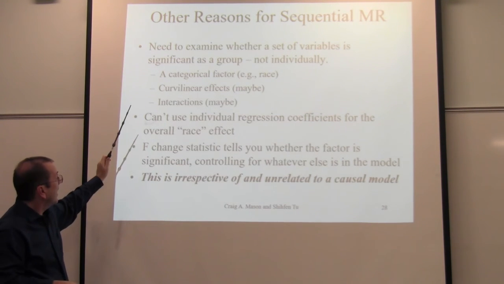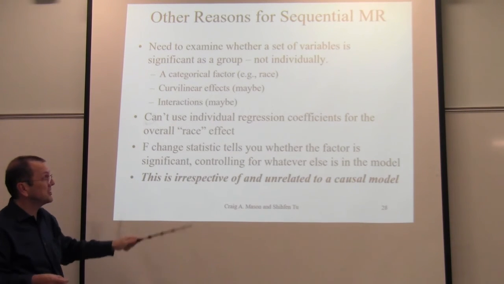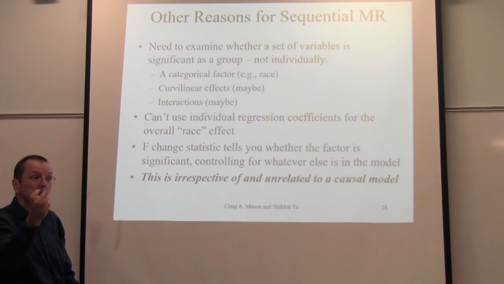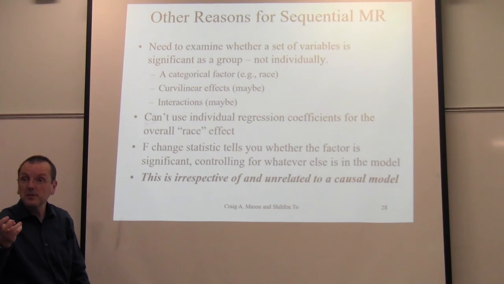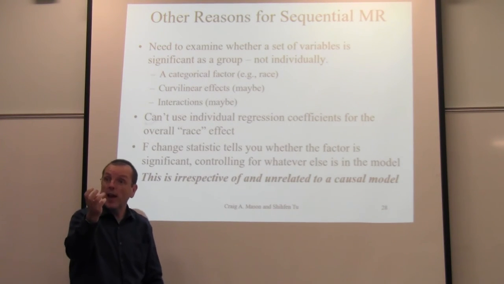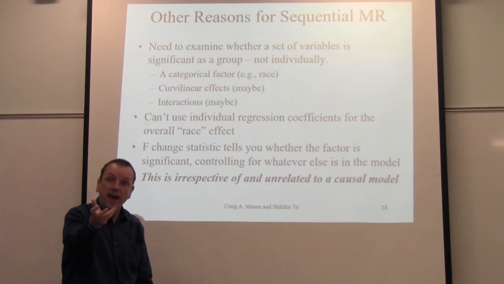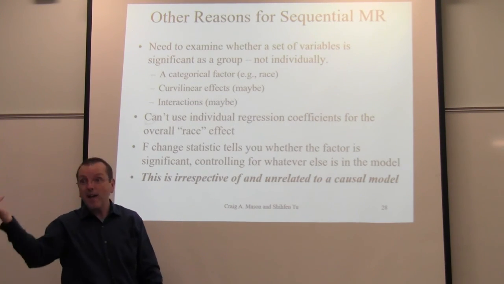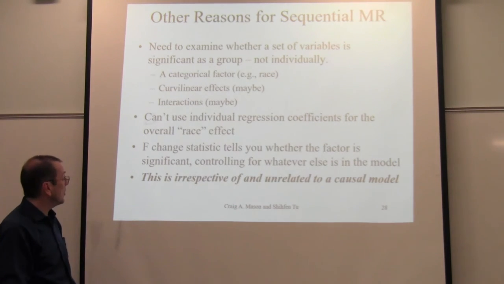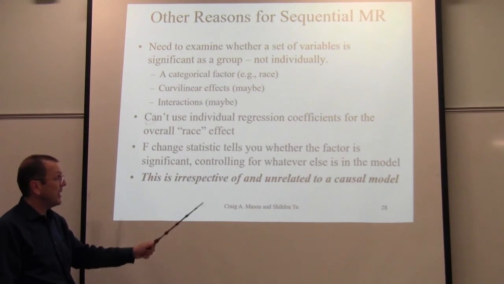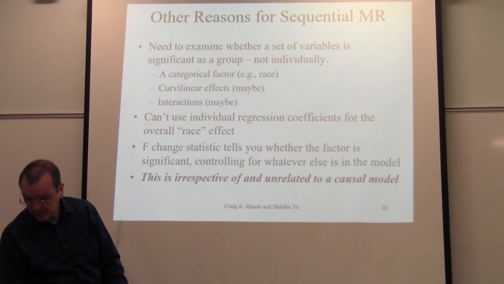You need to use the F change statistic sometimes to look at a group of variables. The only way to do an F change is you have to have all the other variables in the model. So you have to sequentially add that set I'm interested in, after controlling for everything I wanted to control for. And you can do that without a causal model.